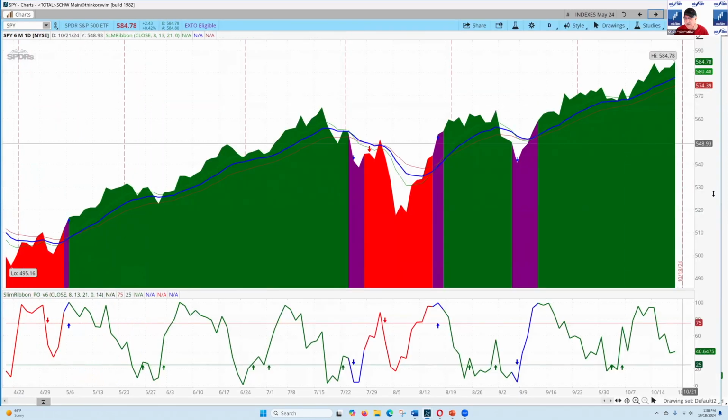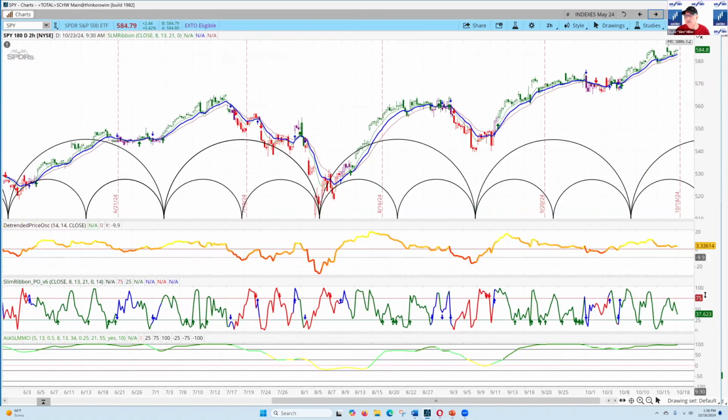Now let's look at the momentum conditions, and you can see momentum is very strong on the SPY. And you can see on here the slim ribbon PO right over here. It gave you momentum signals that said it's going to resume on the upside, and that's exactly what it did right over here.